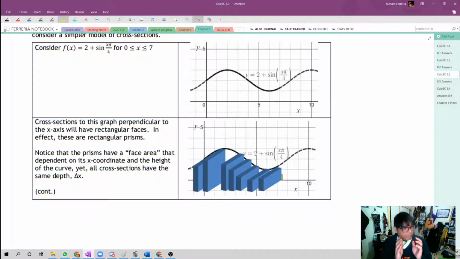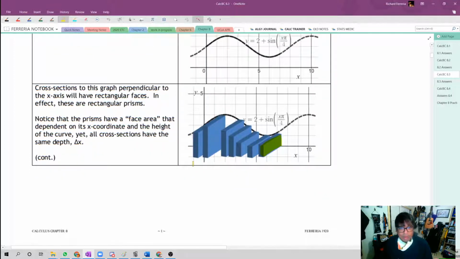These are all prisms because they are a three-dimensional shape and the sides are all rectangles. And these are rectangular prisms because what I'm calling the face, just the front part here, is a rectangle. So how do we compute the area of a rectangle?